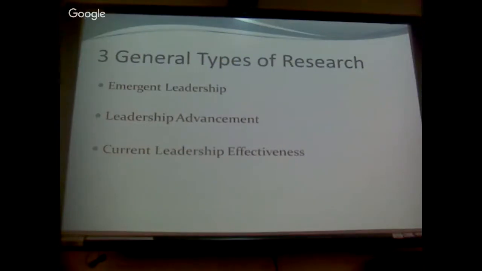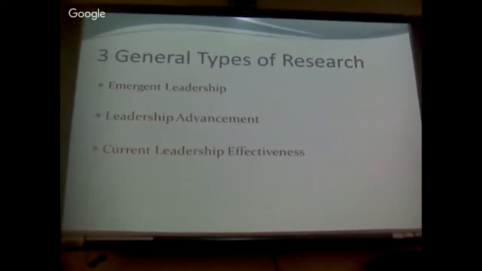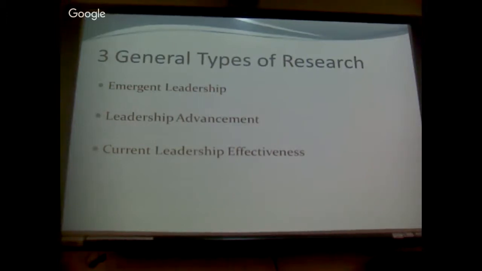So some of the growing areas: emergent leadership, leadership advancement, and leadership effectiveness, or ways of discussing leadership effectiveness. Now, again, some of the research is going to depend on how we're going to define leadership and how we're going to define effectiveness.